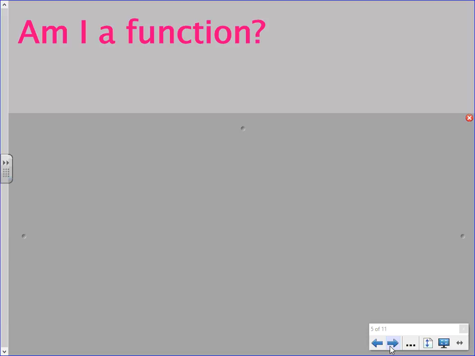Function. If I give you a graph, how can you determine whether that graph is a function or not? Talk about it at your table for 15 seconds. How do we determine if a graph is a function?